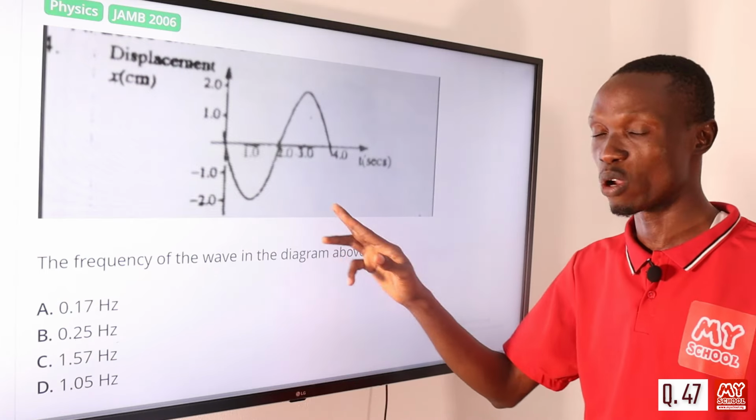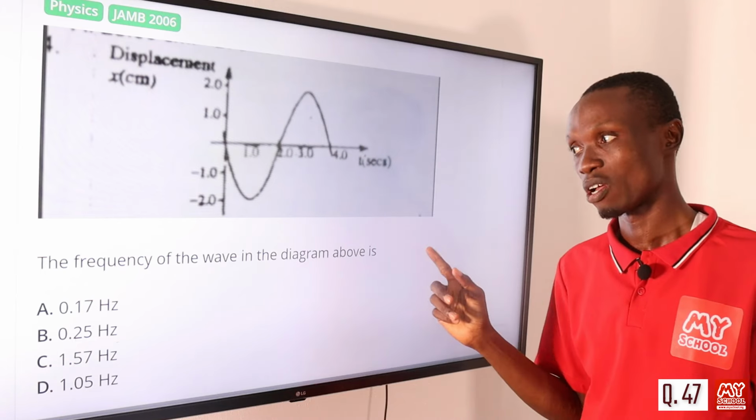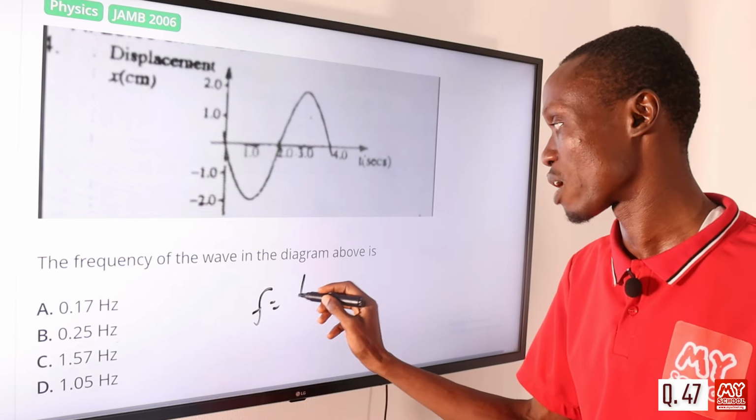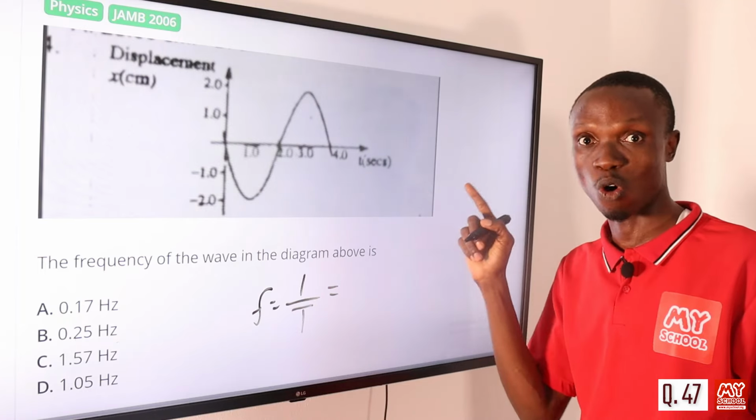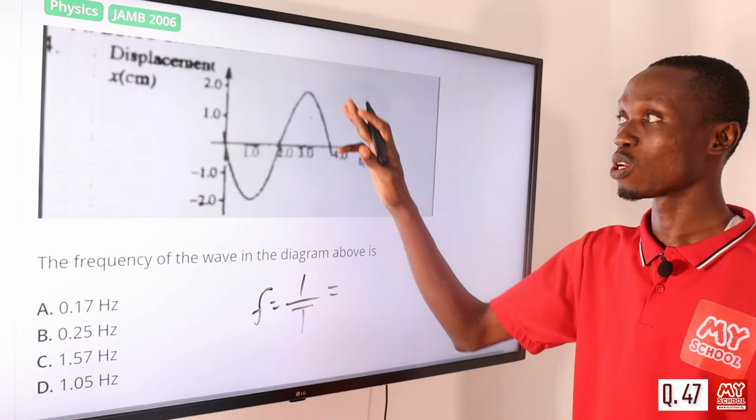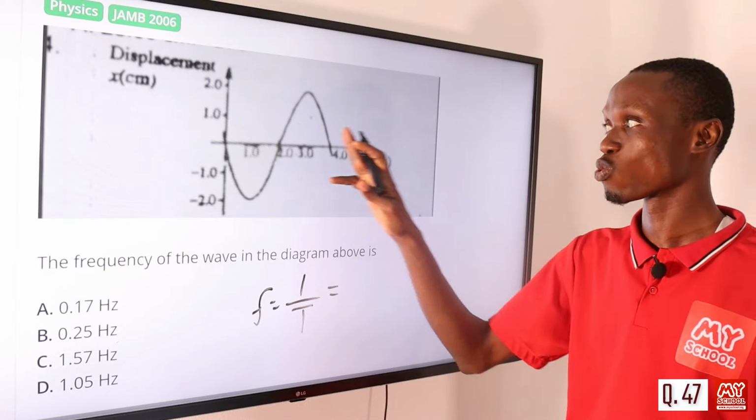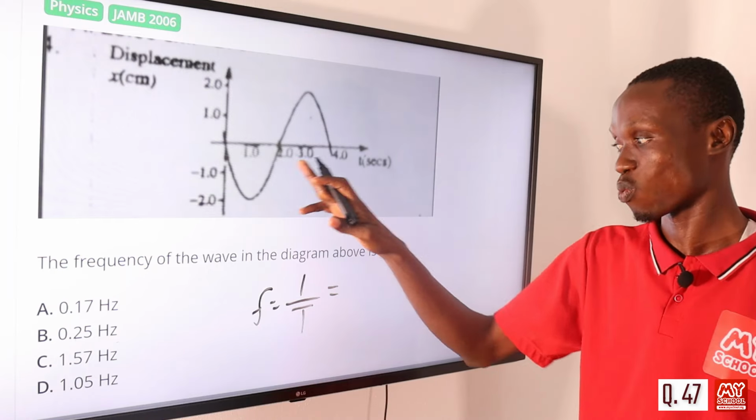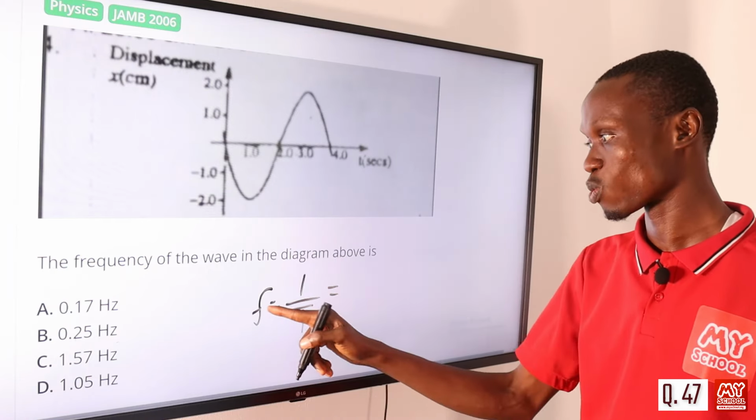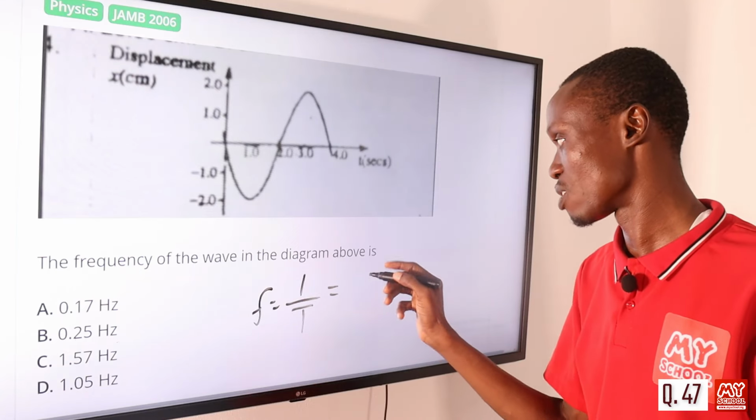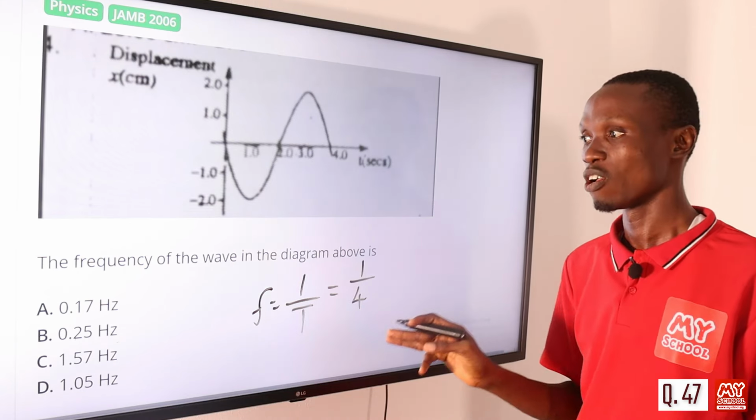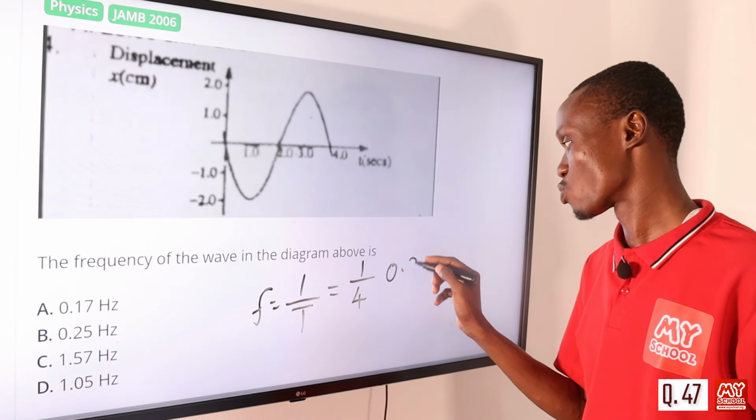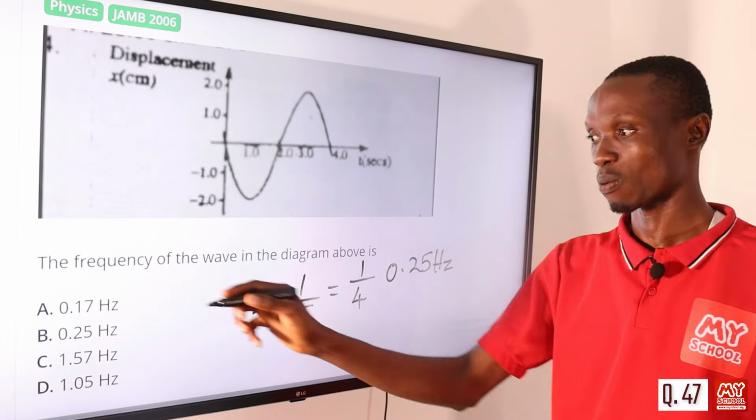But remember that frequency of a wave is equal to the inverse of the period. So we'll have frequency equal to 1 all over t. Our t is equal to 4, which is total time taken all over number of circles. From this graph, it's only 1 circle that is described, and it actually took about 4 seconds to get that 1 circle. So our t is equal to 4 seconds. To get the frequency, we just substitute 4 here, so that we'll have 1 all over 4. And 1 all over 4 is equal to 0.25. So in this case, the frequency is equal to 0.25 Hz. So that makes option B the correct answer to this question. Question 48.